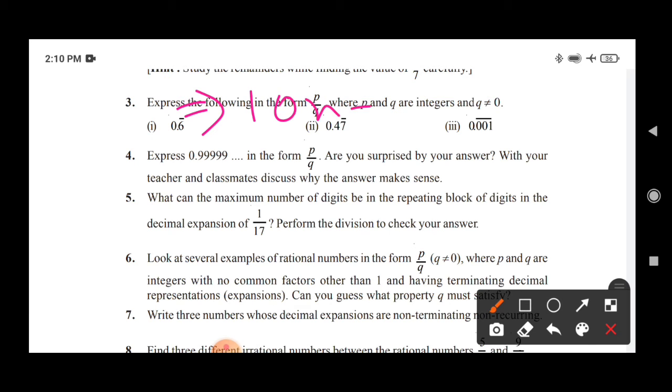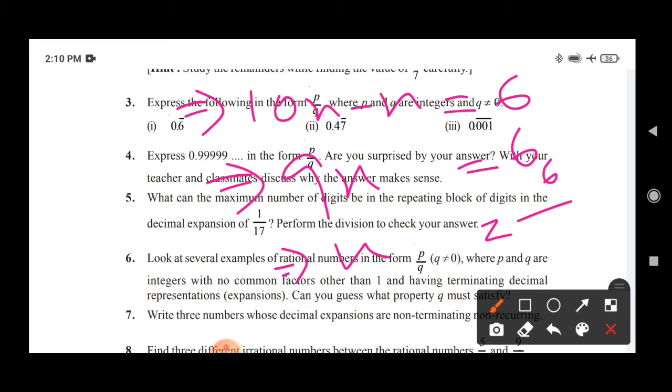10x minus x is equal to 6. So it is 9x is equal to 6. So x is equal to 6 by 9. If we divide this fraction by 3, then we will get 2 by 3, which we have expressed in the p by q form. So it is the solution of question number 1.